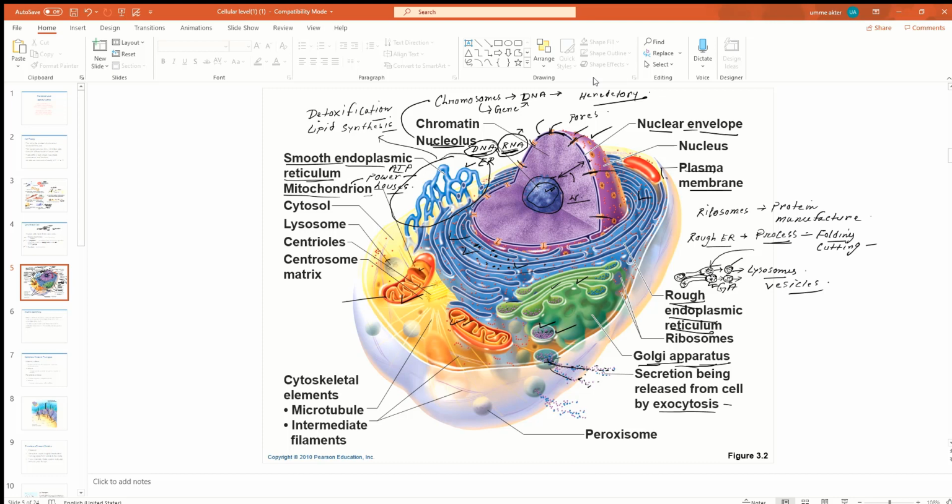You see these, and these are the centrosomes. Centrosomes participate in cell division. Also inside the cell we have microtubules and microfilaments. They are mainly responsible for giving the shape of the cell. So these are also known as the cytoskeleton. Cyto means cell, skeleton.